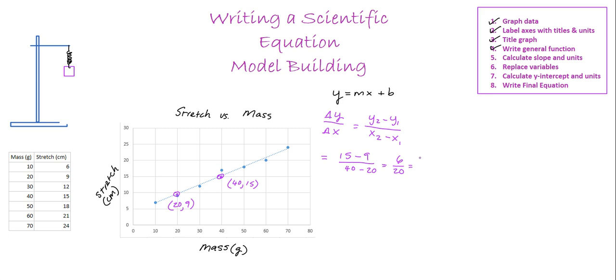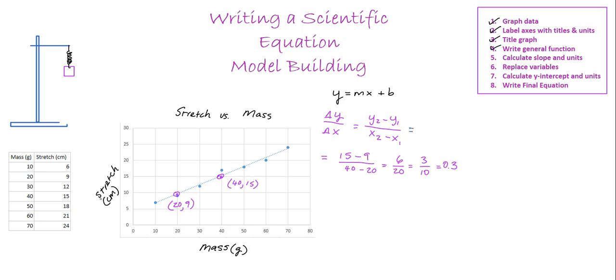And 6 over 20 is the same thing as 3 over 10, which is the same thing as 0.3. I'm going to leave mine in this decimal form, because to me that's a little bit easier to measure. Now, if we were in a math class, we could stop right there, but because this is a scientific graph, we need to include the units. So we do exactly what we did here. We put the units on the top and the bottom so that they relate.